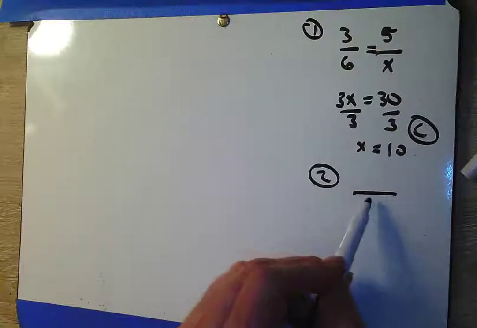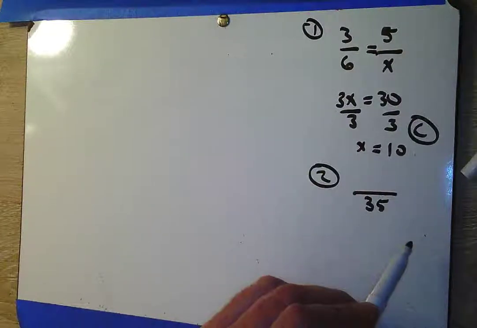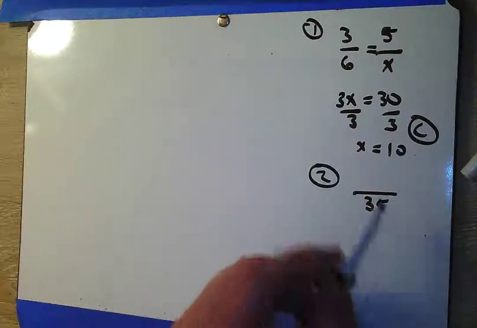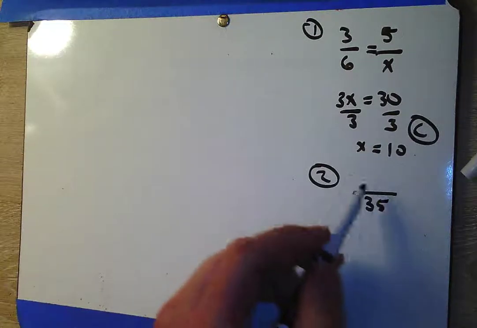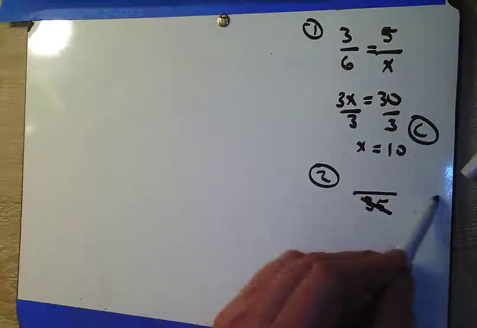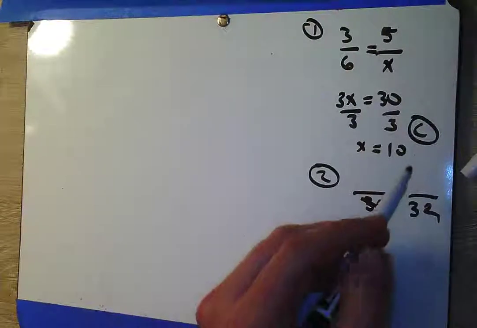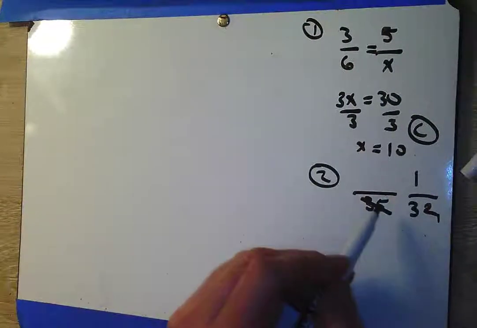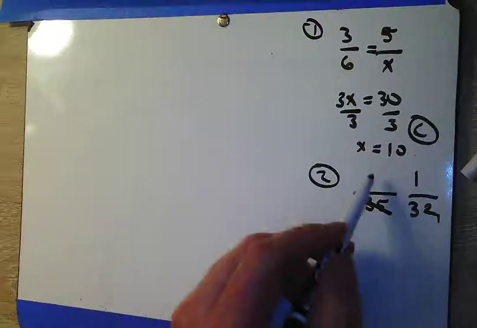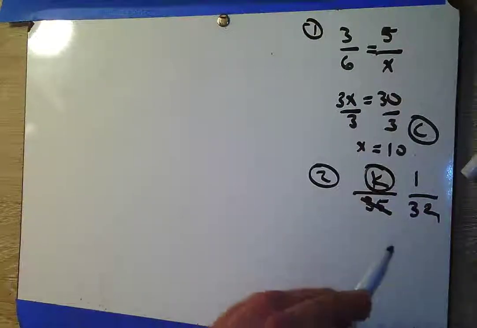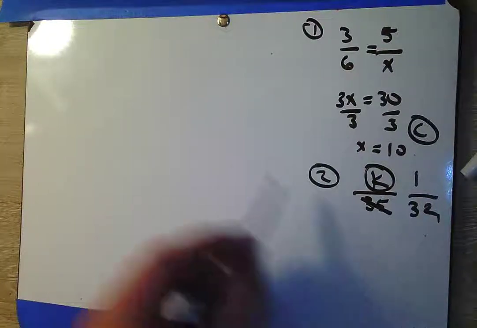Well, there's 35 members of the club. The officers, there's 3 of them. Oh, so we're not going to include the officers, so now our total is 32. And Hiroko is one of those 32 members, so his chances are 1 in 32 of being picked, which is why K is the answer for number 2.